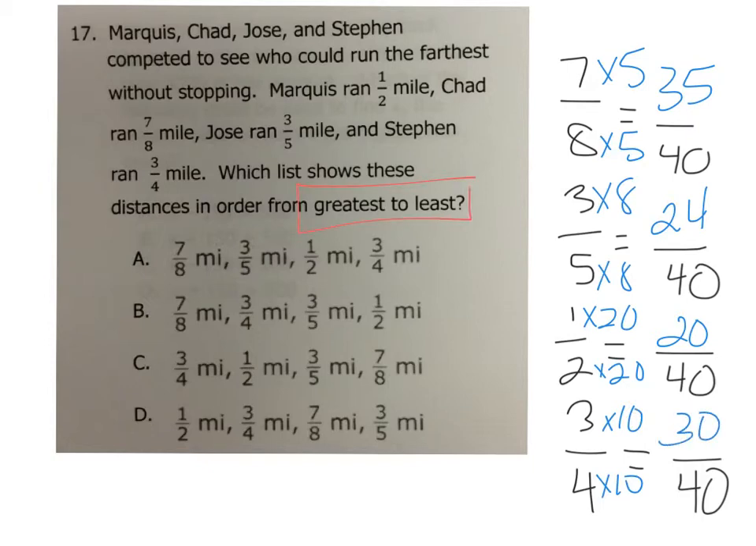And we want to go from greatest to least. So the biggest number is 35. 7/8 will be the beginning. The next biggest is 30. So 3/4 will be next. Next comes 24, so 3/5. And finally 20, so 1/2. So letter B is a correct choice.